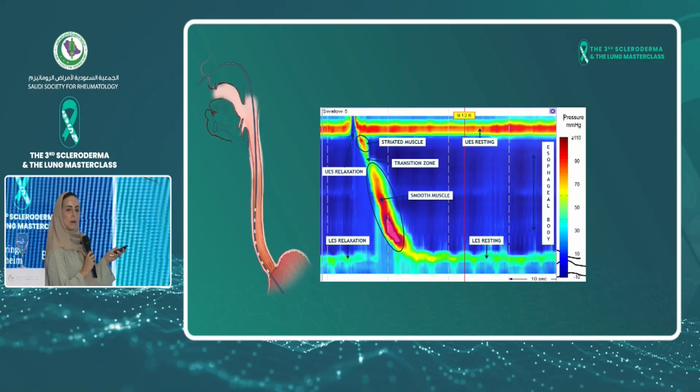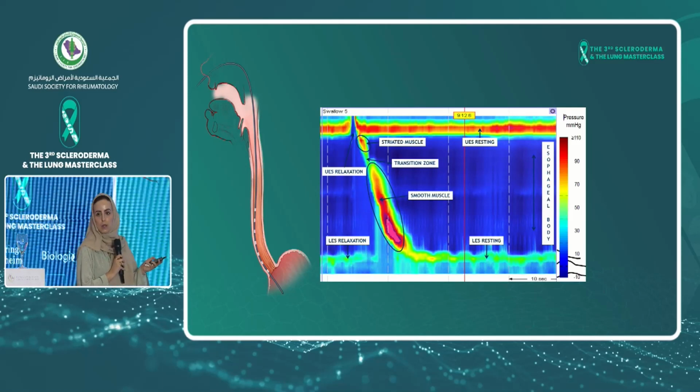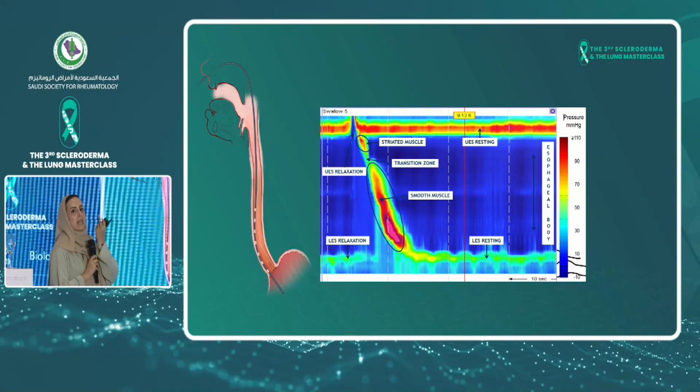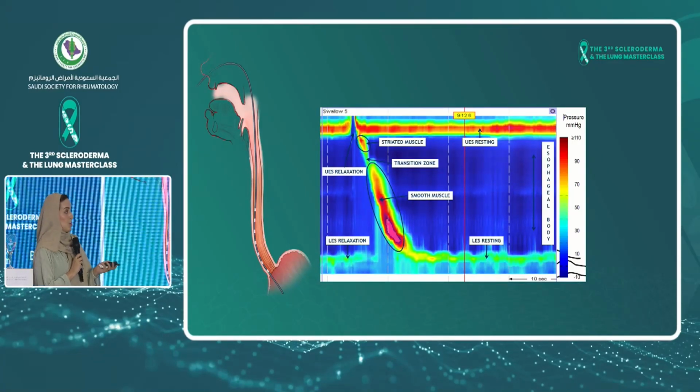So you can see here that the patient swallowed, because once you swallow, the upper esophageal sphincter relaxes to allow the bolus to pass. After the bolus passes, the upper esophageal sphincter immediately closes and the pressure increases to prevent any aspiration. This is normal.